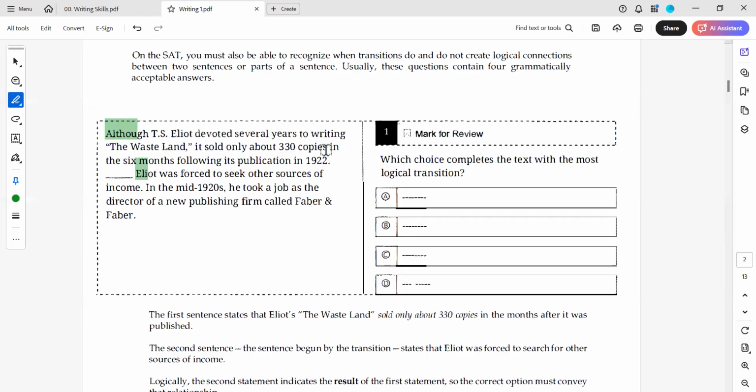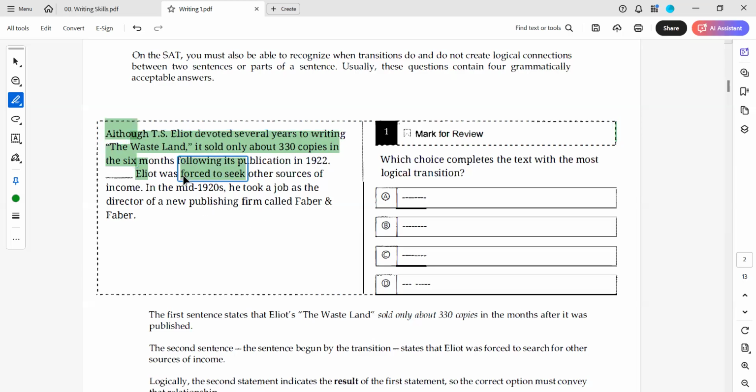So here in the first sentence, what are they talking about? They are talking about Eliot's Wasteland. What did they mention here about it? That it only sold 330 copies. Okay, that's good. Now we need to check the containing sentence. What do we have here? Yes, this is the containing sentence. We have to read it now. Eliot was forced to seek other sources of income.